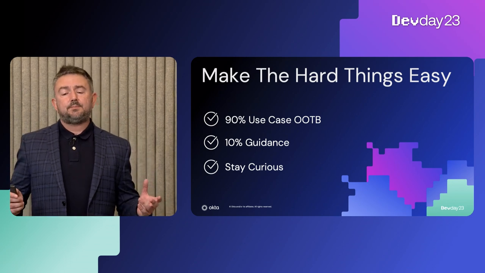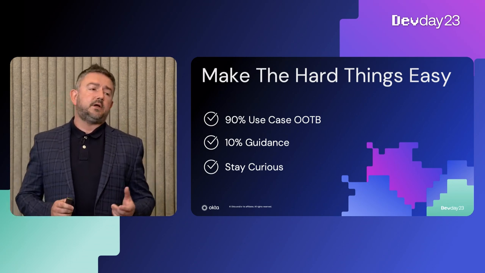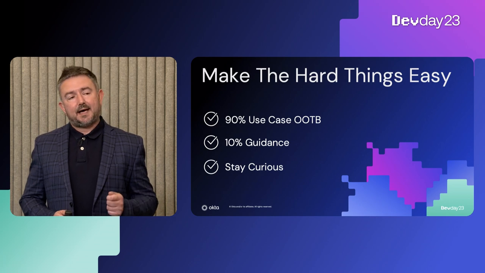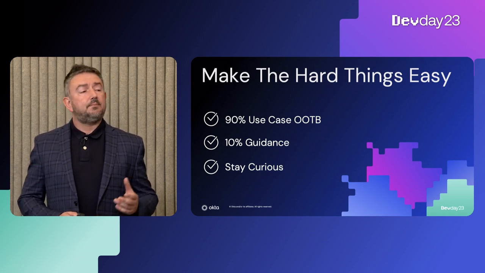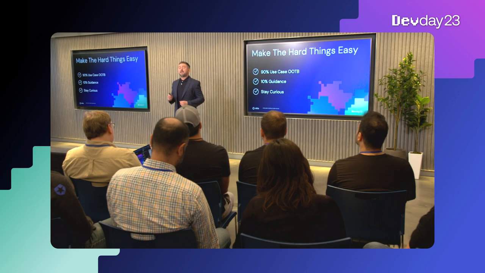If we see a use case become more common, then you might want to ask yourself, is it time to upgrade this solution from sample code to a first-class SDK method? I'm going to walk through a couple of examples of how being curious and having empathy for our developers enables us to innovate, differentiate, and stand out from the crowd.